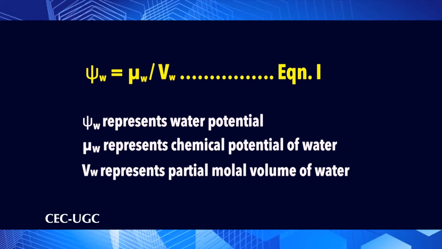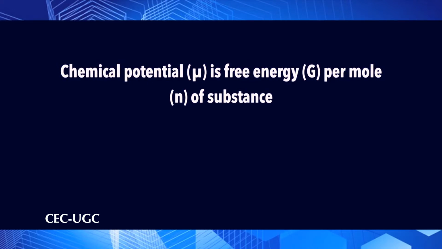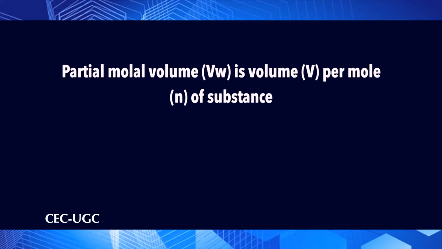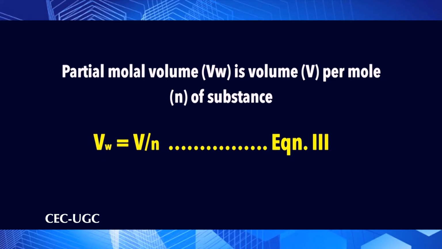Since chemical potential is the free energy per mole of the substance, we can write it mathematically like this. Mu w is equal to G divided by N, where G indicates free energy and N the number of moles. While partial molar volume of water is the volume per mole of the substance. Here, mathematically, we can write it like this. Vw is equal to V divided by N, where Vw is the partial molar volume of water, V is the volume, and N the moles of water.